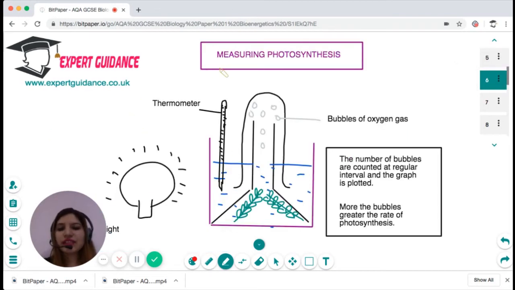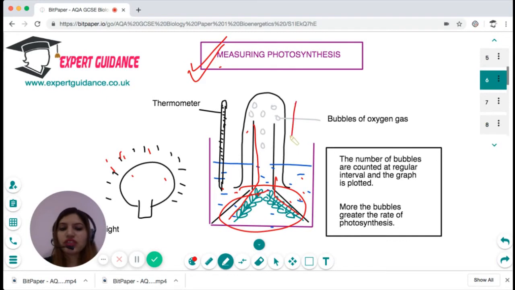Now, you must have done this experiment in school. How do you measure the rate of photosynthesis? We take an aquatic pondweed like Elodea or Hydrilla. We insert it into water, okay, and then we measure the temperature of the water, and then we bring the light, and we will see the bubbles coming off. The bubbles coming off are oxygen, which indicates that photosynthesis is taking place. The more the bubbles, the greater the rate of photosynthesis.